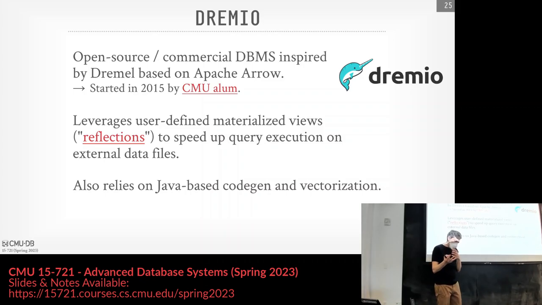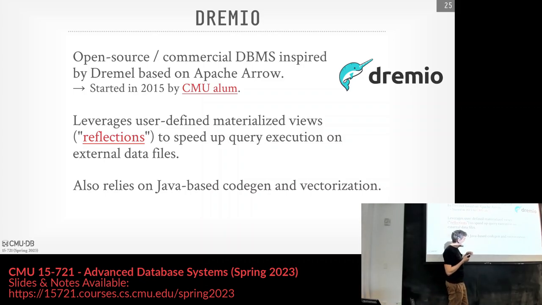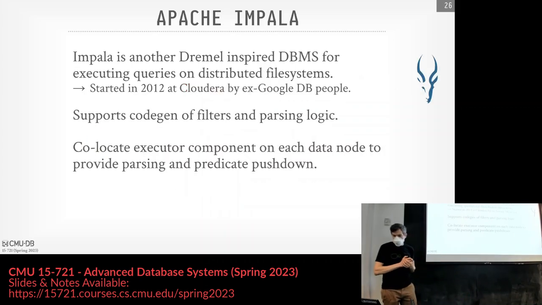The idea is that instead of reading every file as if it's the first time you've ever seen it, they can cache some additional information, or cache the actual result of certain queries defined by the user, and then run the execution on those materialized views or reflections rather than parsing everything from scratch all over again. They also rely on Java-based code generation. I don't know what compiler they're using. And then, of course, everyone does vectorization at this point.